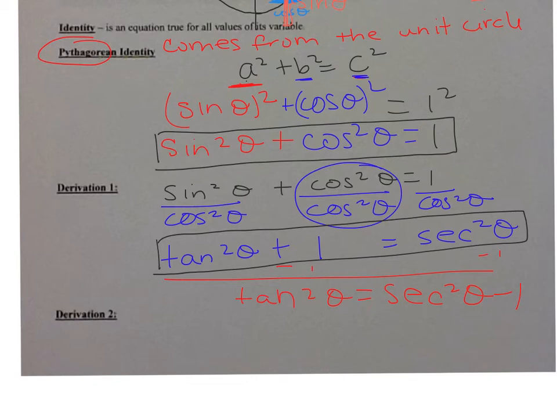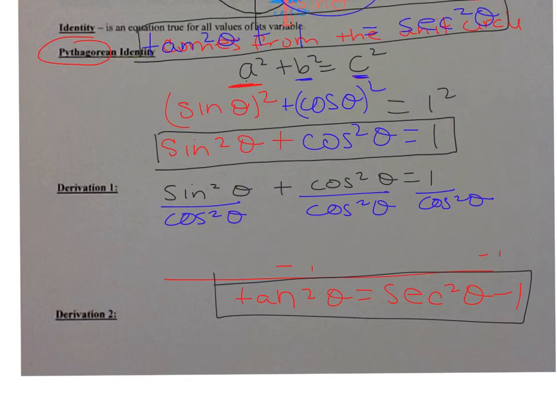But these two identities, you don't have to actually memorize because you can always come up with these identities just from this identity. Okay, so now let's talk about derivation number 2.